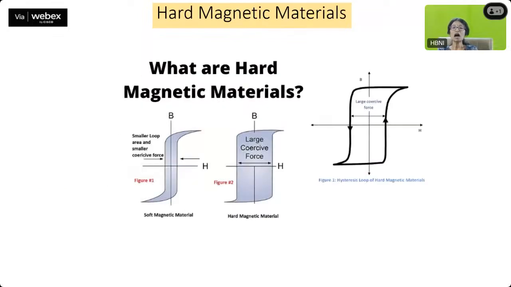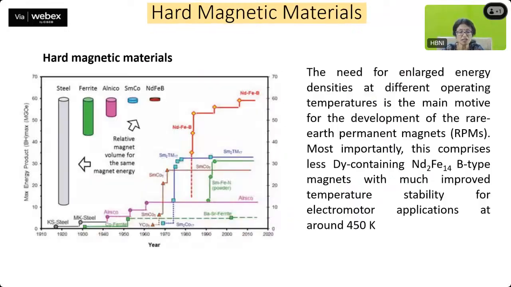So, hard magnetic materials, just recapping what we had discussed in the last lecture. In hard magnetic materials, what you have is a very large coercive force. As you can see over here, these are hard magnetic materials. The coercive force is very high. You have a perfect hysteresis loop as shown over here, a very characteristic hysteresis loop of hard magnetic materials.